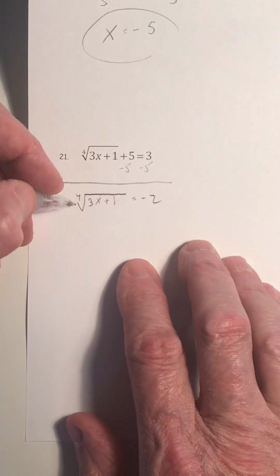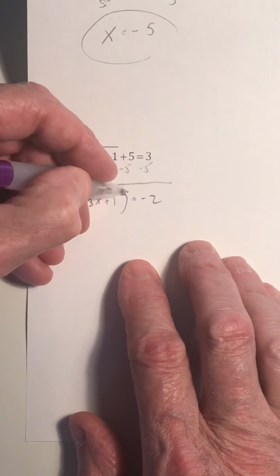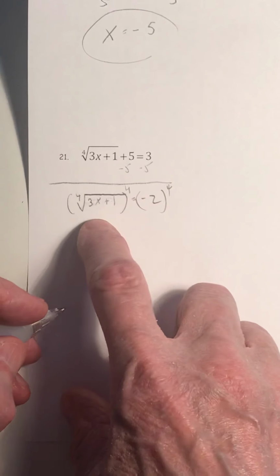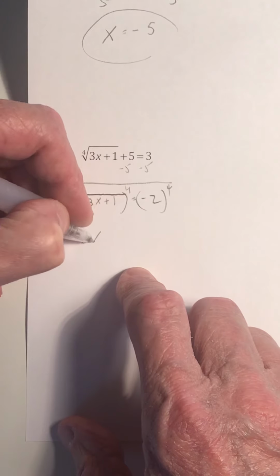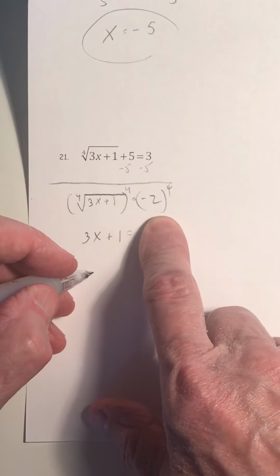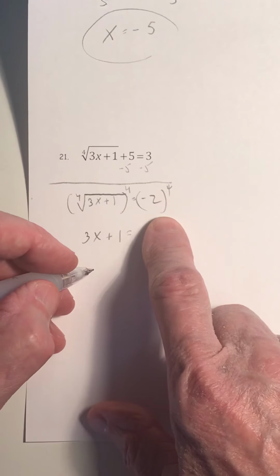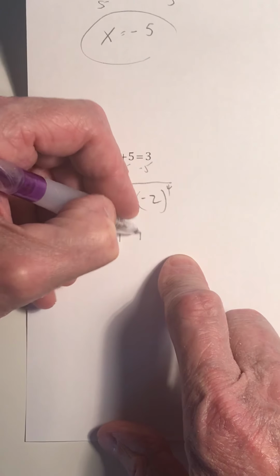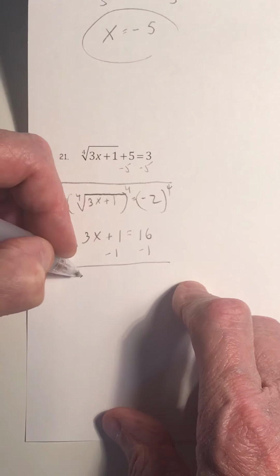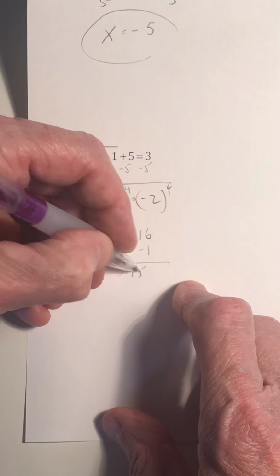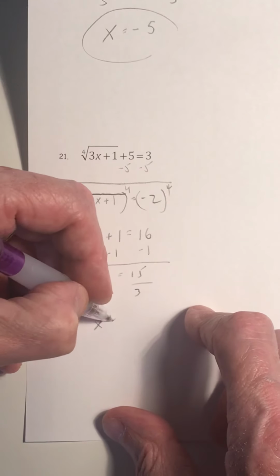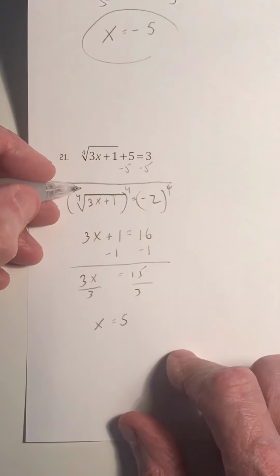Let's get rid of this radical by kicking both sides up to the fourth power. Fourth power of the fourth root of 3x plus 1 is 3x plus 1. And negative 2, a negative number to an even power is positive, and 2 to the fourth power is 16. If we take away 1, get 3x equals 15. Everything looks nice and normal. Divide by 3. Get x equals 5. That's a nice little number.